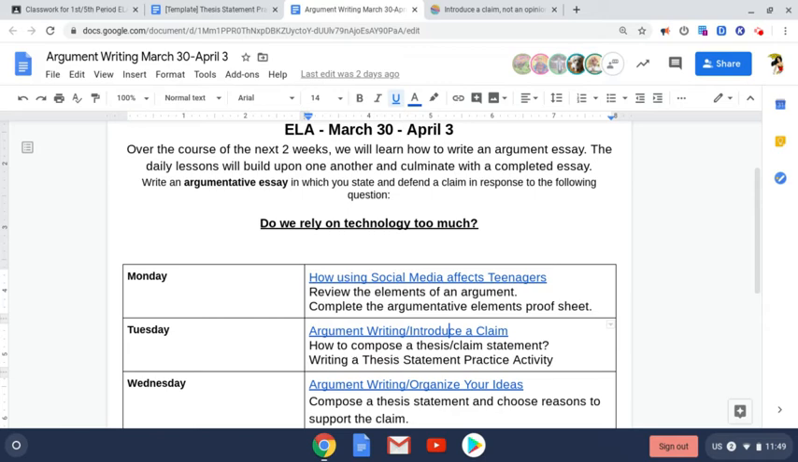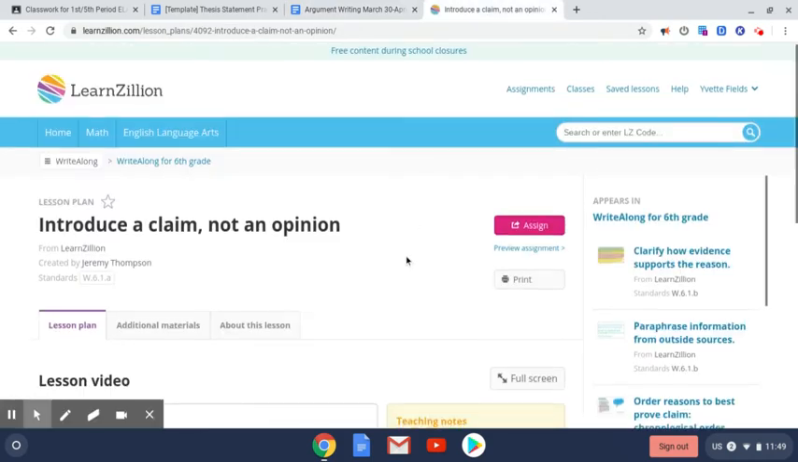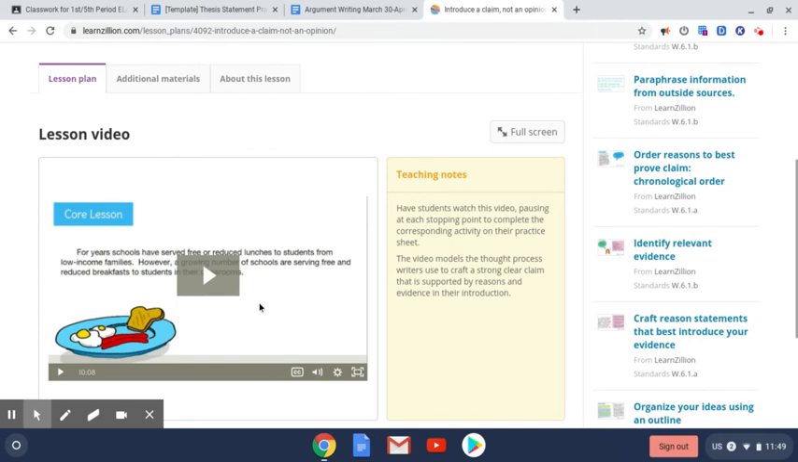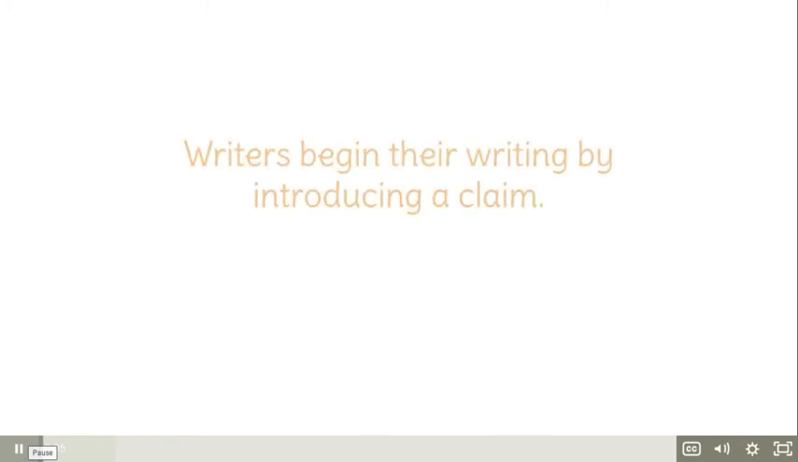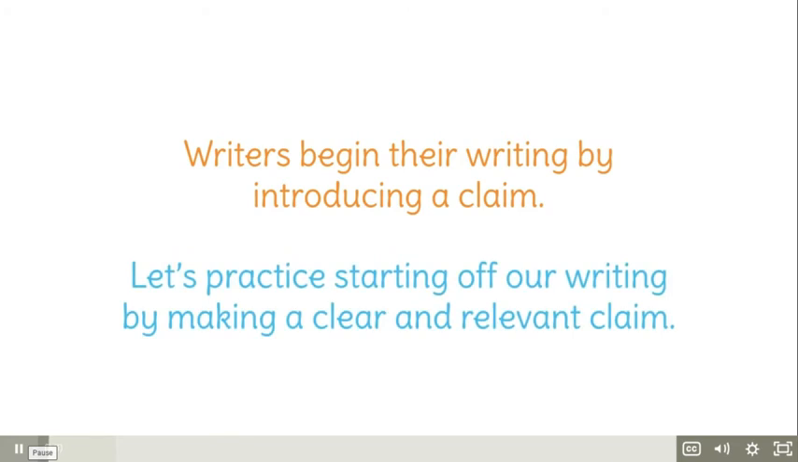Today we are going to learn about how to introduce a thesis statement, AKA a claim, for our argument writing. We're going to begin by looking at a short video clip about claims. Please have your LearnZillion practice sheet in front of you because you will need it during this lesson. Writers begin their writing by introducing a claim. Let's practice starting off our writing by making a clear and relevant claim.